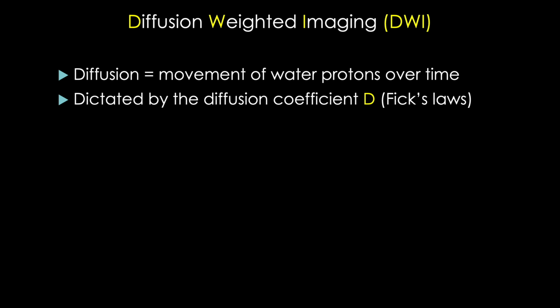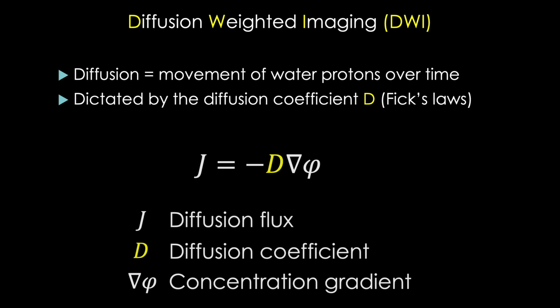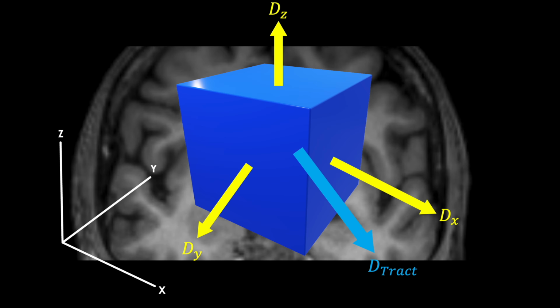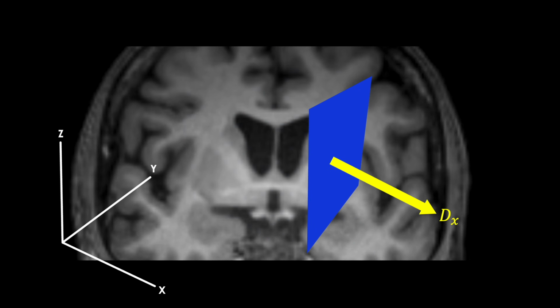Remember that diffusion is the movement of water protons over time, and this diffusion coefficient is dictated by fixed laws, which state the diffusion coefficient times this driving concentration gradient creates a flux of particles through an area over time. Let's demonstrate what we mean on our cube of matter here. If diffusion is the flux of particles through an area over time, we need to first pick an area. Let's look at this surface of the cube, the one which the x-axis goes in and out of.